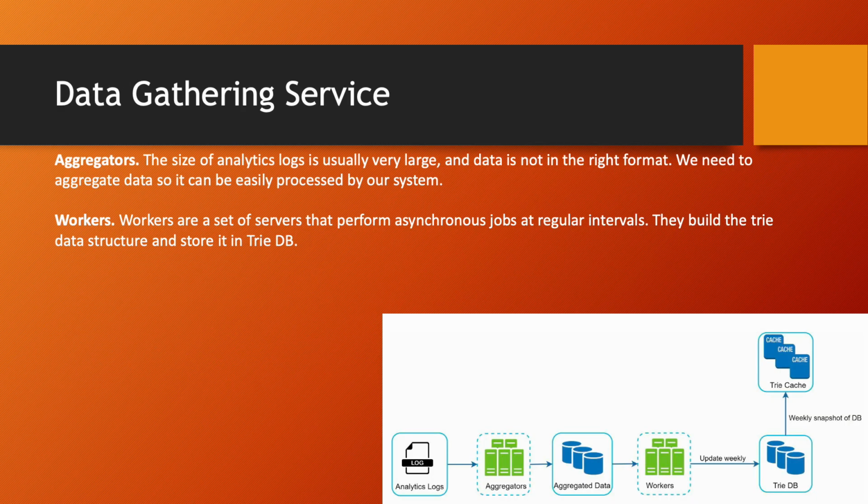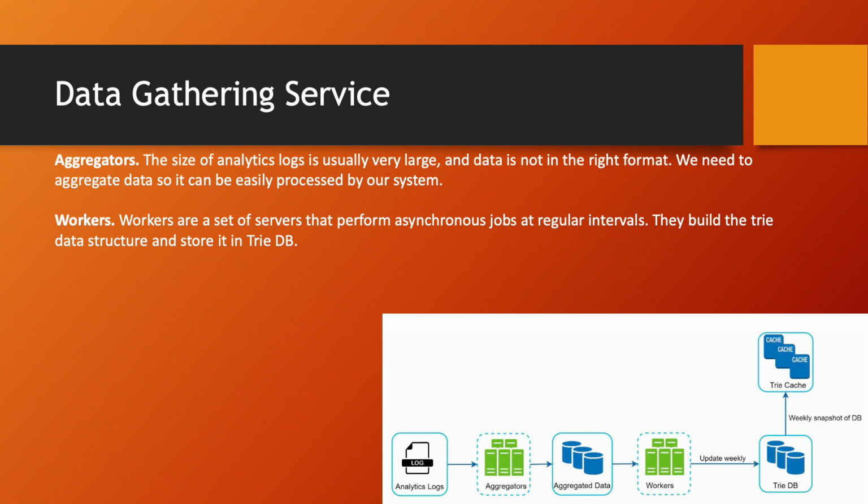Here we'll talk about the data gathering service. As we can see in the figure, we have analytic logs, then we have aggregations, we have aggregated data, then workers, which update at some frequency. Let's say it's weekly here, which is not very realistic, but let's assume for the time being. So it updates the trie DB, and then there's a weekly snapshot which gets cached into the trie cache.